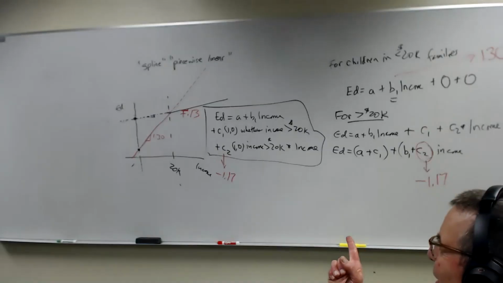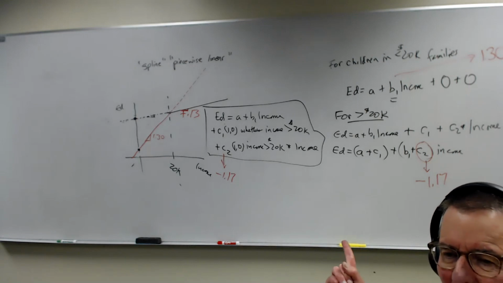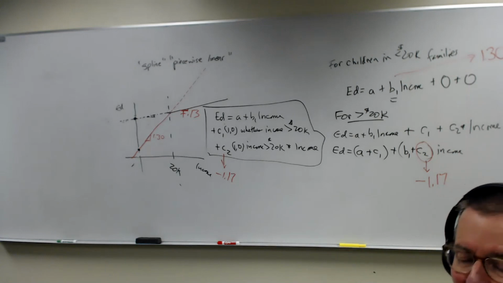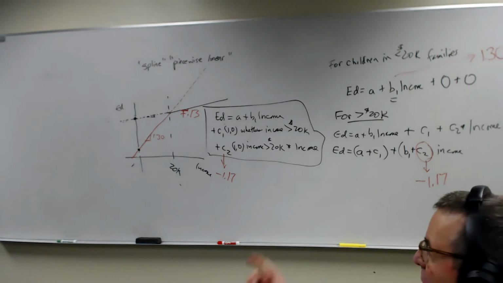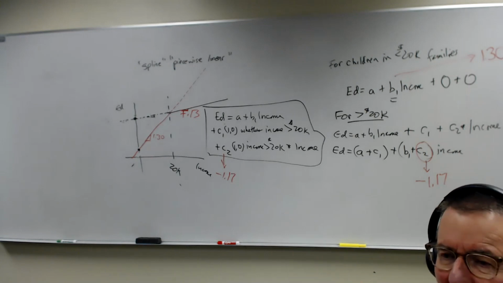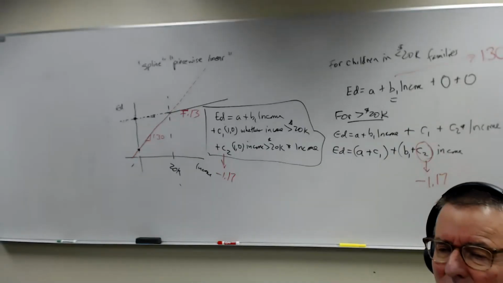Does that make sense? Yeah, you just have to create this 1, 0 variable, depending on whether the income was greater than 20,000, and then create an additional variable that's that 1, 0 times income. Okay, that makes sense. And you throw those two variables in, and you're all set. Okay.